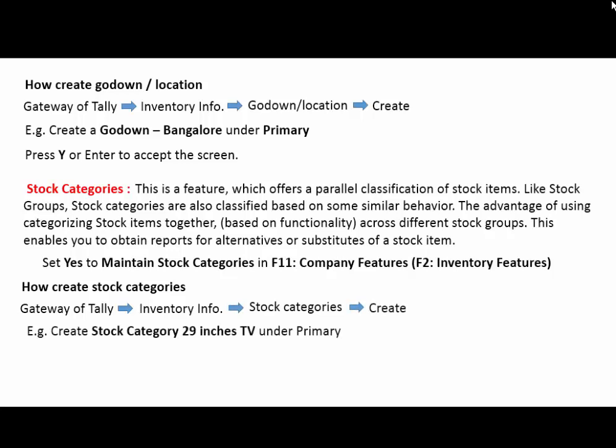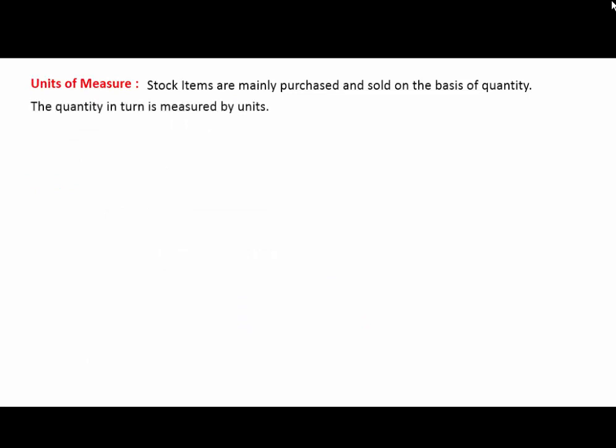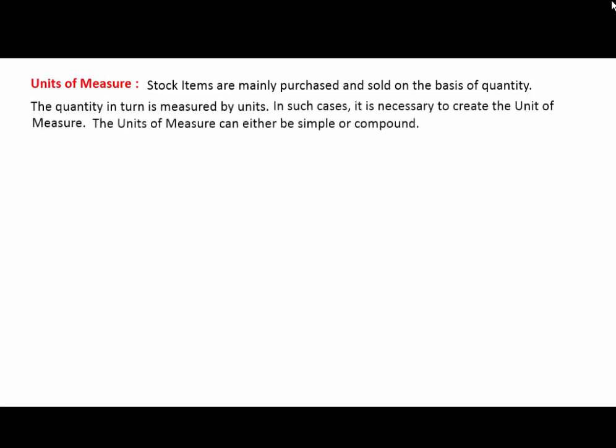For how to create a stock category, same procedure: Gateway of Tally, inventory info, stock category, create, like 21 inches TV. Then units of measure. Stock items are mainly purchased and sold on the basis of quantity. The quantity is measured by units. In such case, it is necessary to create the unit of measure.